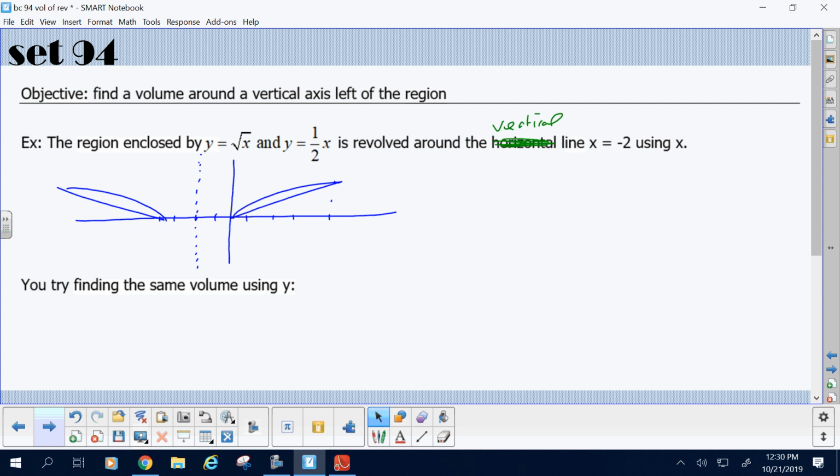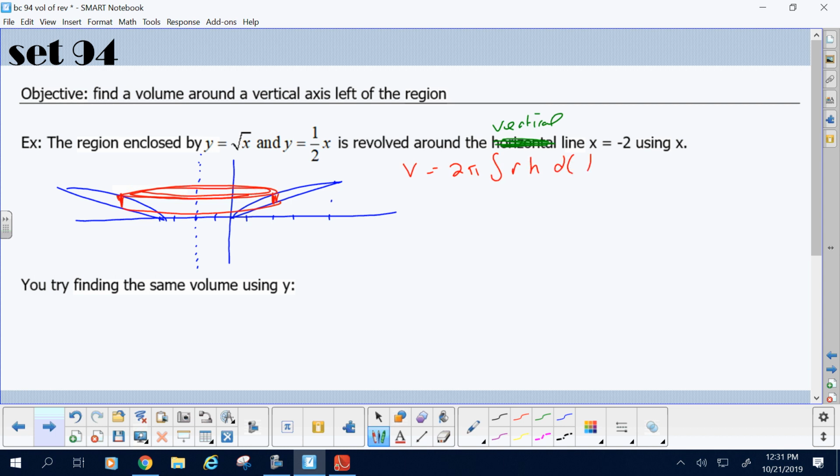Now, I'm saying use x. So what kind of rectangle do I draw? Vertical rectangle. And its reflection. Is that a shell or what? It's a shell. Okay. 2 pi RHD something. And now the details.